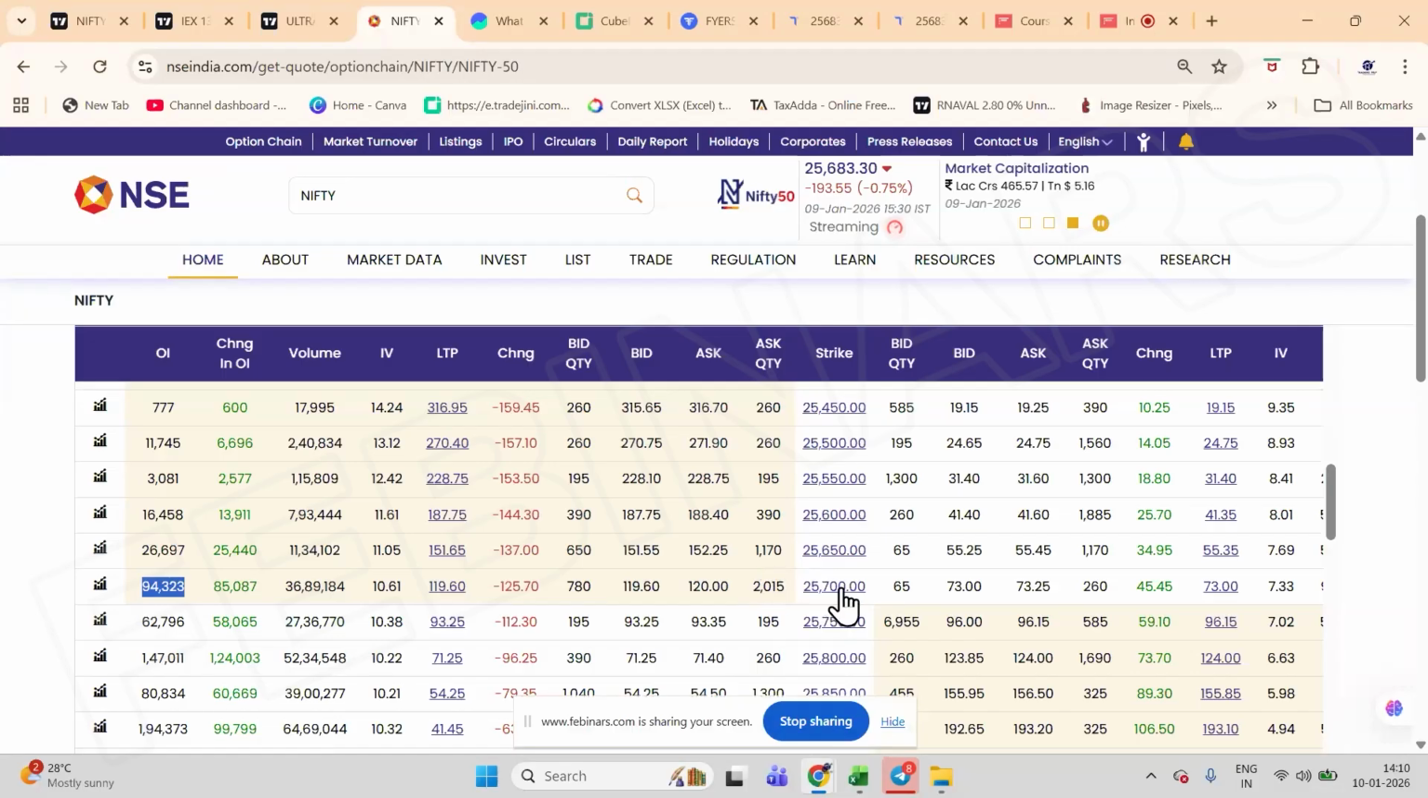That is in the money call option. In the money call option, sorry, out of the money, 25,683 is the current price. 25,700 is almost out of the money or at the money. In the money call option is 25,650. If you are seeing this as a put option, 25,700 put option is currently trading around 73 rupees last traded price.